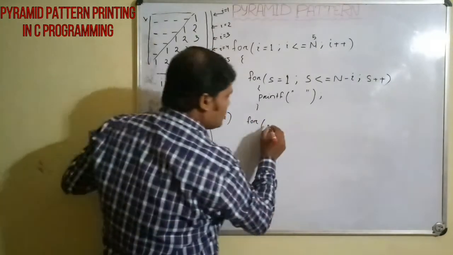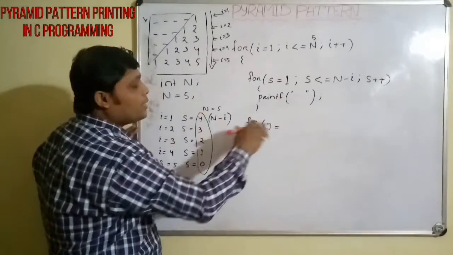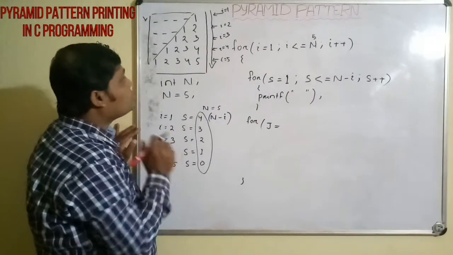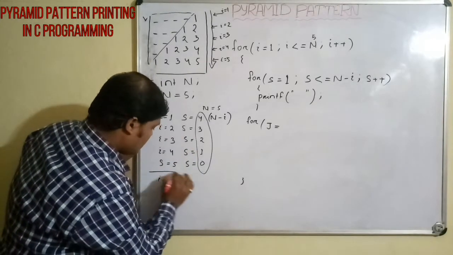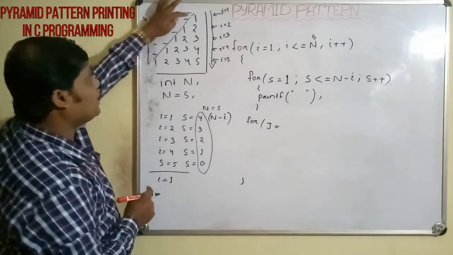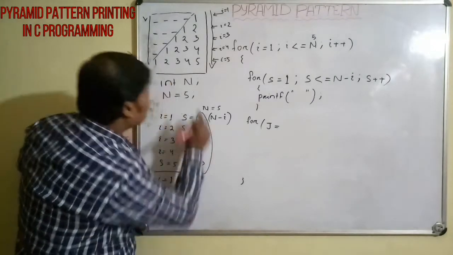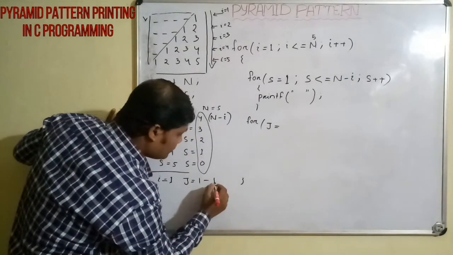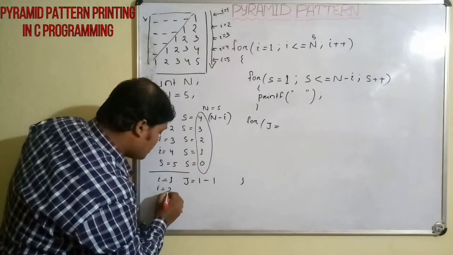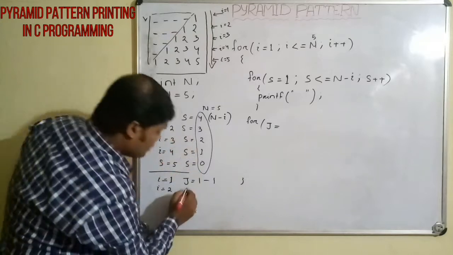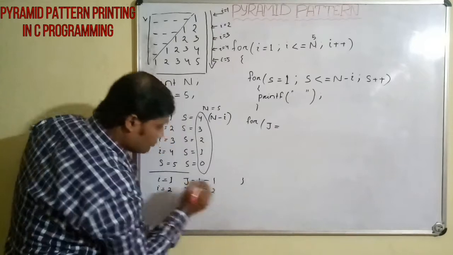For numbers, suppose I am taking j. From which value will j start and in which value will j end? You just see. When i value is 1, for the first line, j starts from which value? 1 and ends with 1. We have discussed this type in previous videos. When i value is 2, for the second line, j starts from 1 and ends with 2.